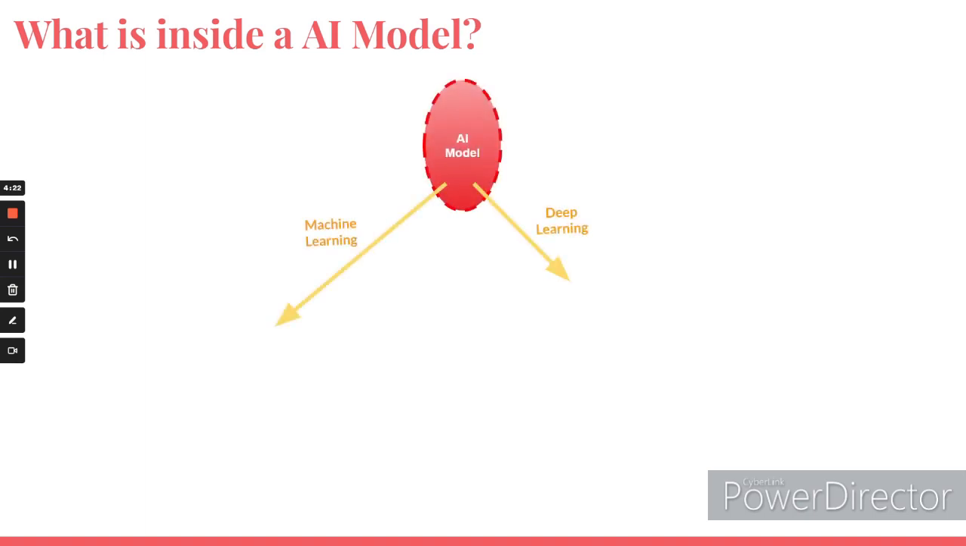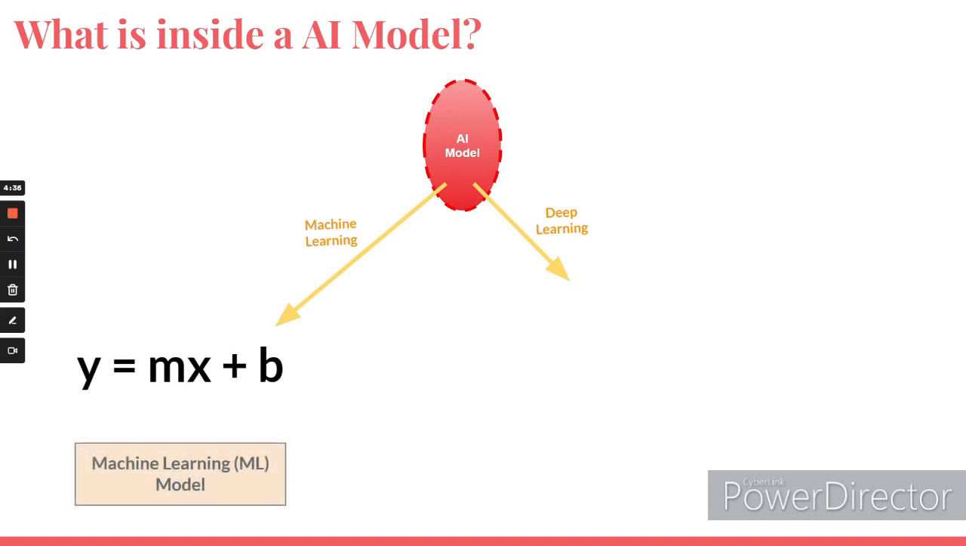In the previous video, we have seen AI has two branches, machine learning and deep learning. One of the most famous machine learning model formulas is y equals mx plus b. This is called linear regression, which means that it's based on certain patterns in the input data. Let's talk about this more in the future videos.